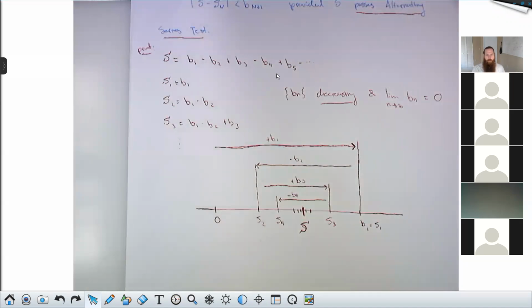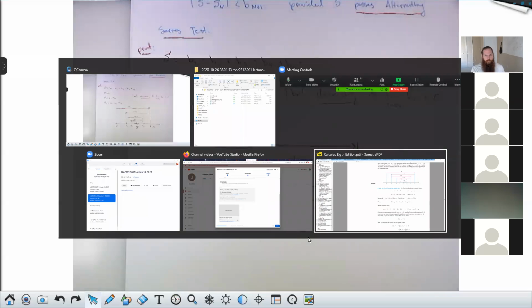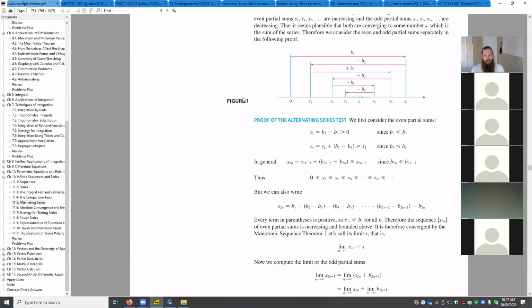Why it's the case that if the BNs are decreasing and have limit 0, then this result must end up centering at some point here. It's fairly intuitive, right? The picture in the textbook is here. It's a little bit more clear. They've got more space when they typeset things like this. It just looks prettier. But that's it.